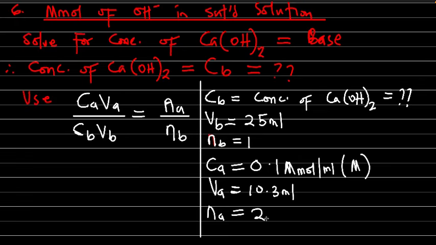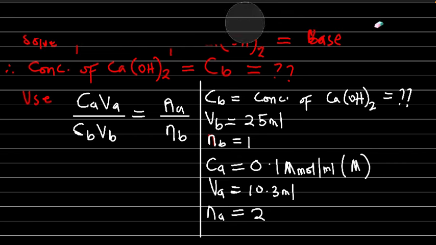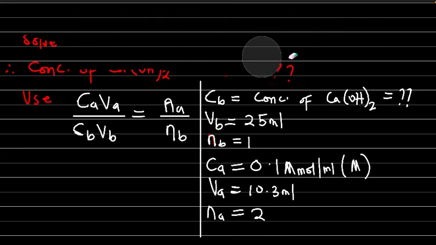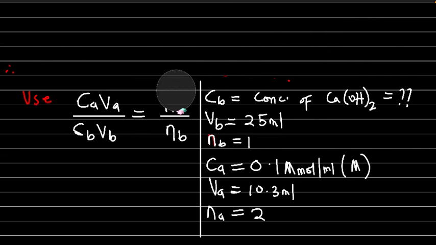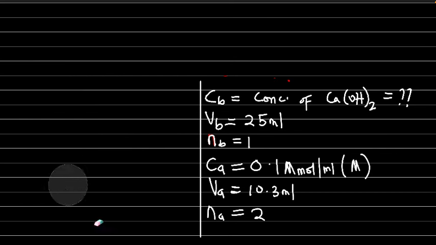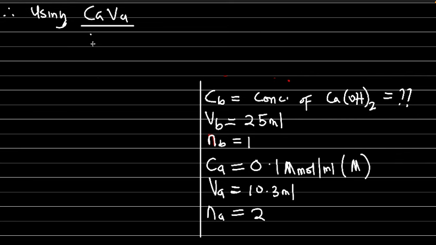Okay. So now what we are going to do is solve for this particular guy. So I'll come here, and I'll say, so therefore, using CA VA all over CB VB equals NA all over NB.